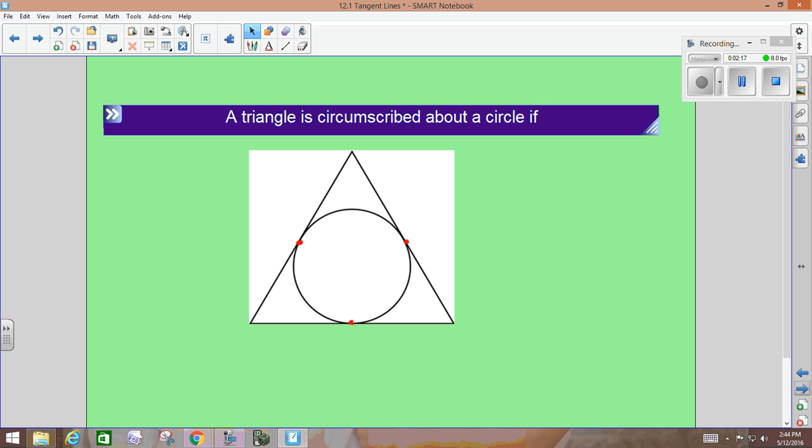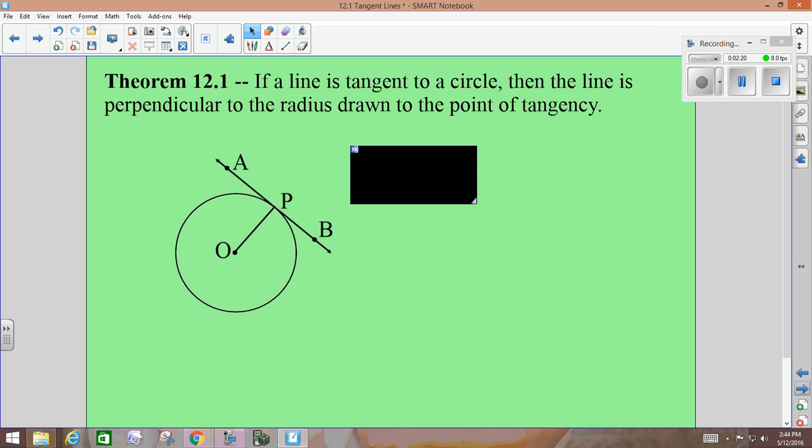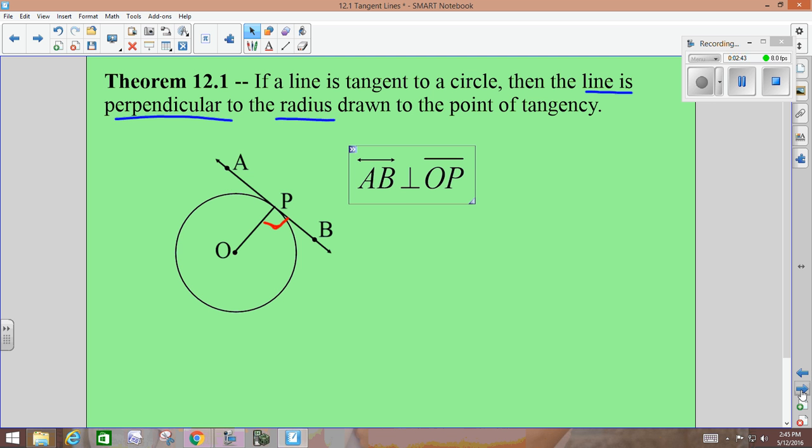3 theorems for the day. The first one. If a line is tangent to a circle, then that line is perpendicular to the radius. What does it mean to be perpendicular again? Yeah, make a 90-degree angle. So if I were to say that AB is tangent to the circle, then it's only intersecting at point P. Since OP is a radius, then they're going to form a right angle there at P. A tangent line is perpendicular to the radius.